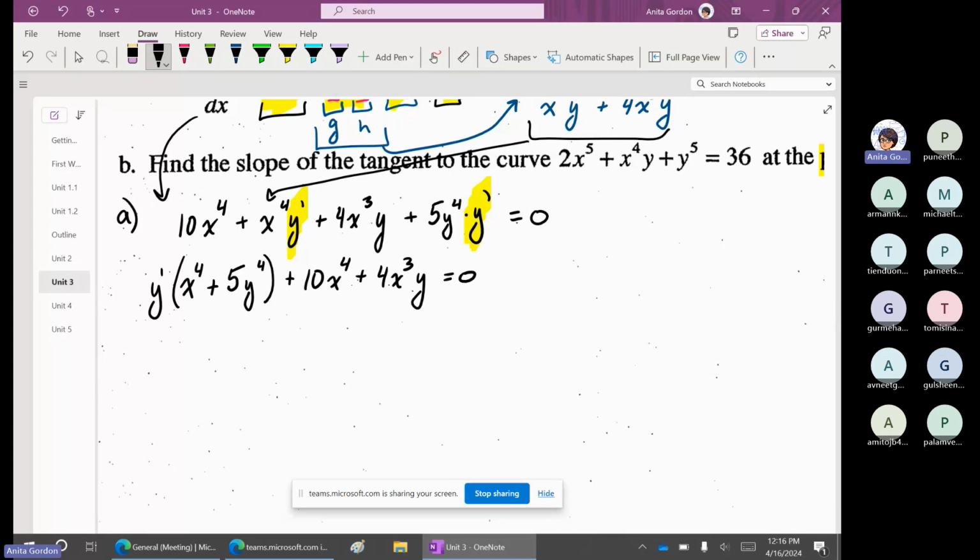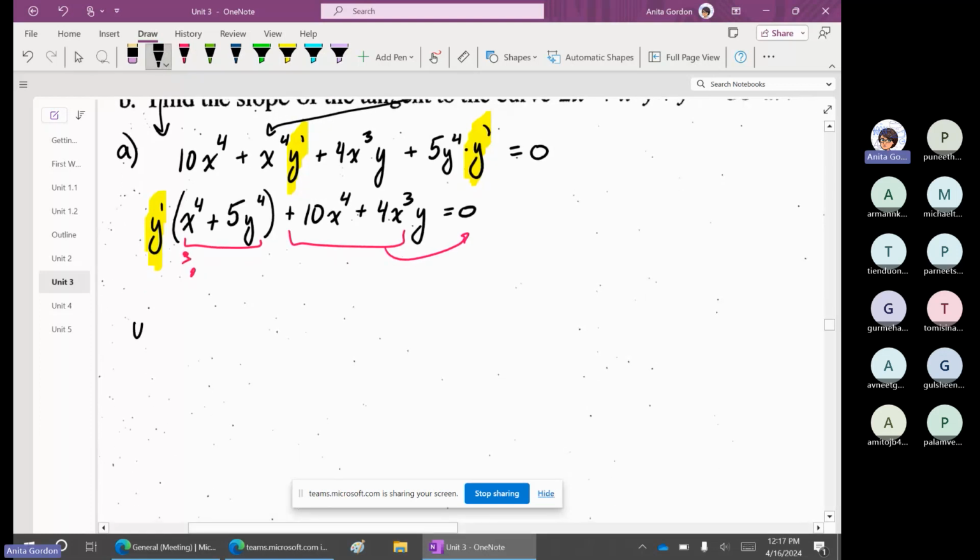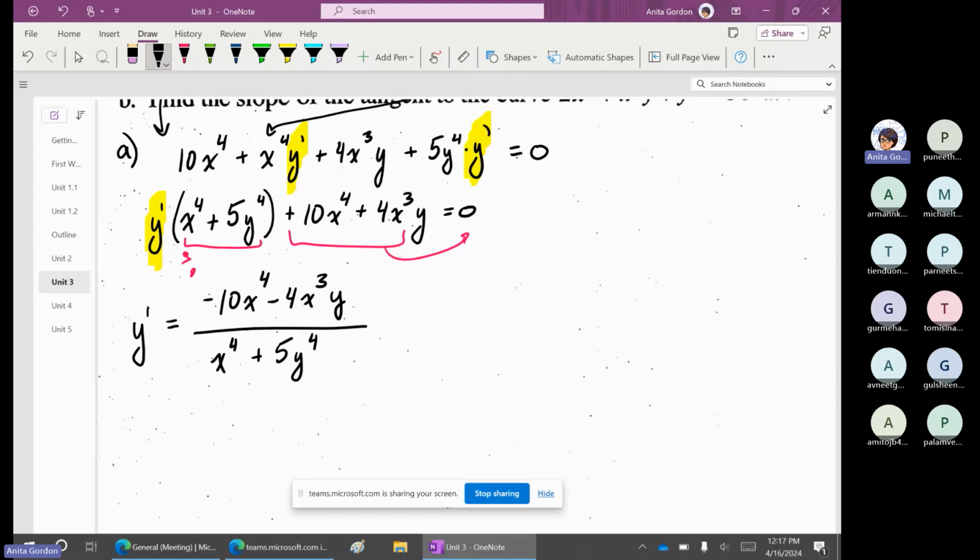Were you still good on this? Okay, so to isolate for y prime, that's my goal. I'm going to move these guys over and then divide by this factor. Are we comfortable if I do that in one move? Okay. Y prime equals negative 10x to the 4 minus 4x to the 3y divided by x to the 4 plus 5y to the 4. Are we okay there? Okay.